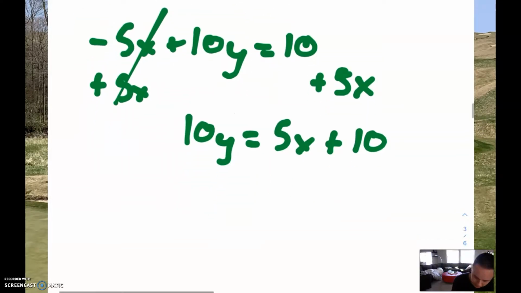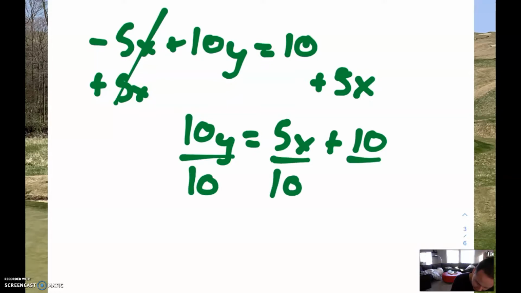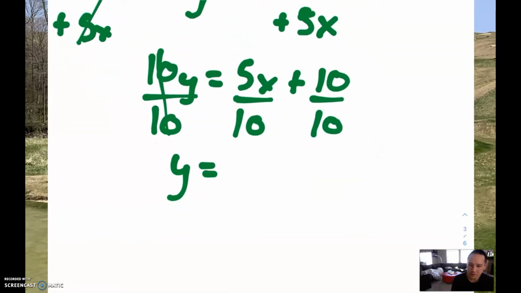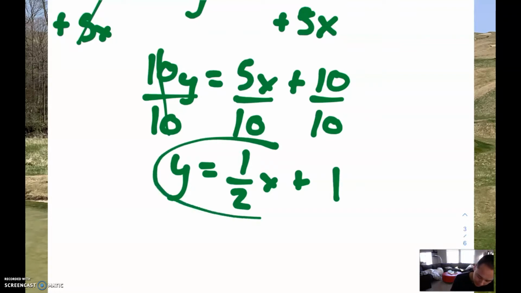Now it's almost by itself, but we still have to get rid of this 10. So we're going to divide everything by 10. And we get y equals, if you have 5 over 10, that just reduces to 1/2. So I'm going to write that as 1/2 x. And then 10 over 10 is 1. This is much easier for me to graph.